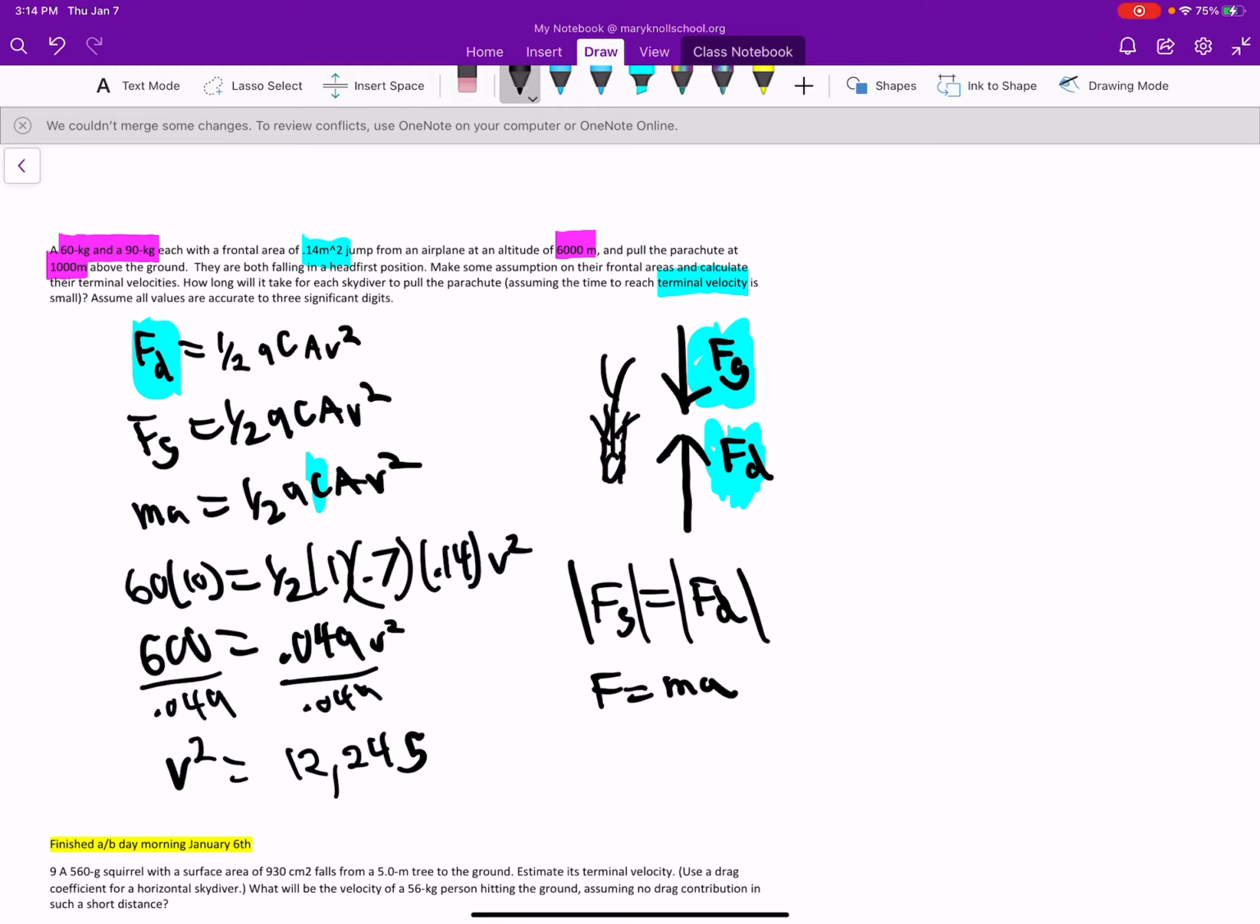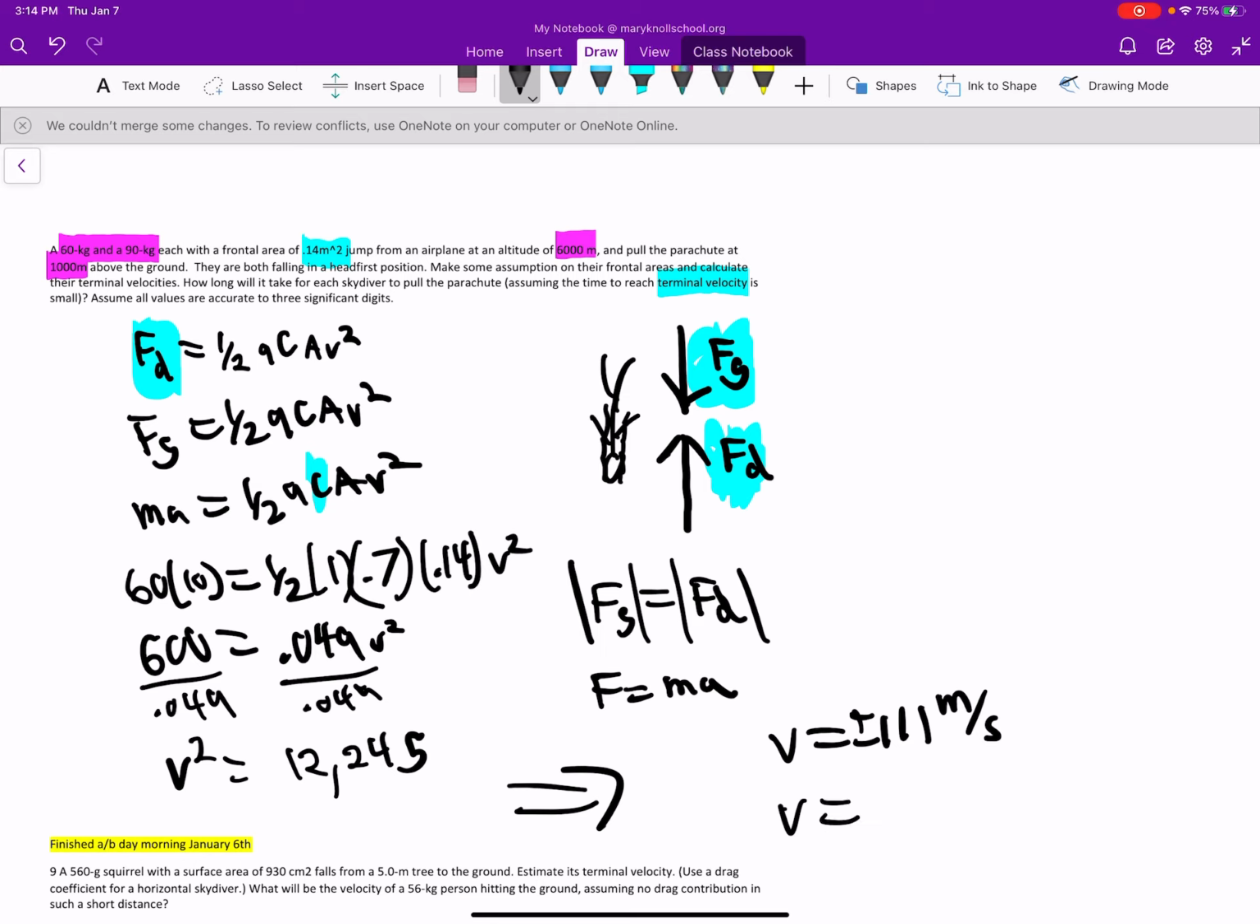Okay, so that implies, after we take the square root of both sides, that v equals plus or minus 111 meters per second. Now, which one is it going to be? Is it going to be plus or is it going to be the minus? Make a guess real quick. And it's going to be the minus, right?